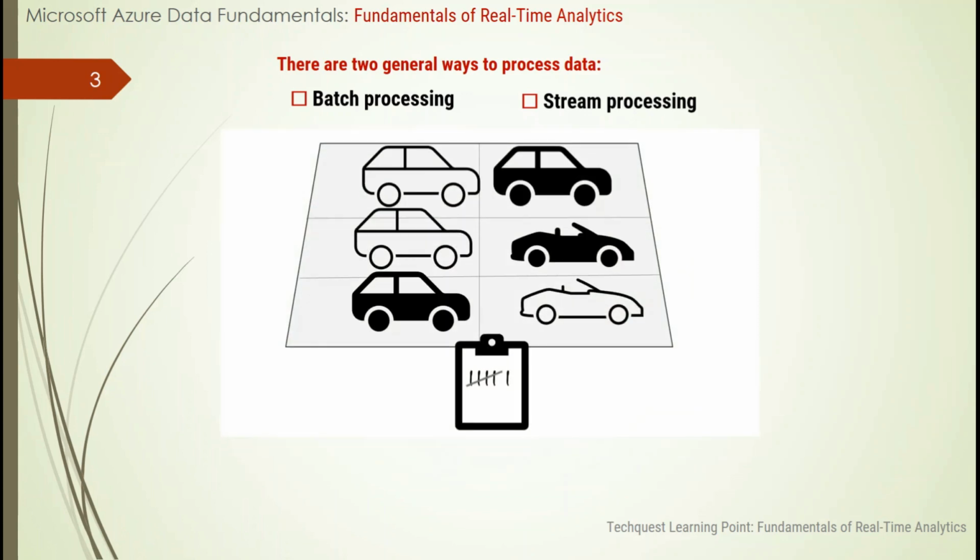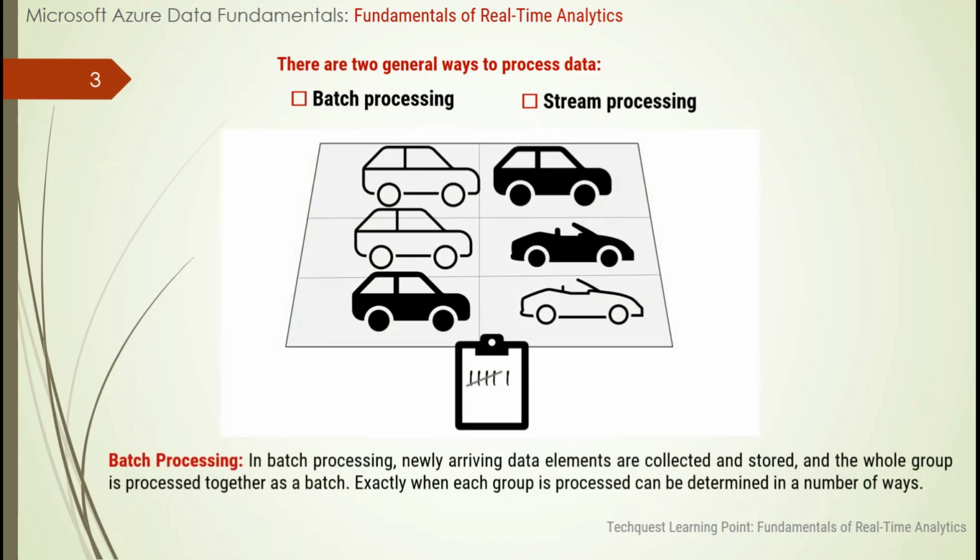Batch processing. In batch processing, newly arriving data elements are collected and stored, and the whole group is processed together as a batch. Exactly when each group is processed can be determined in a number of ways. For instance, you can process data based on a scheduled time interval, or it could be triggered when a certain amount of data has arrived, or as the result of some other event.